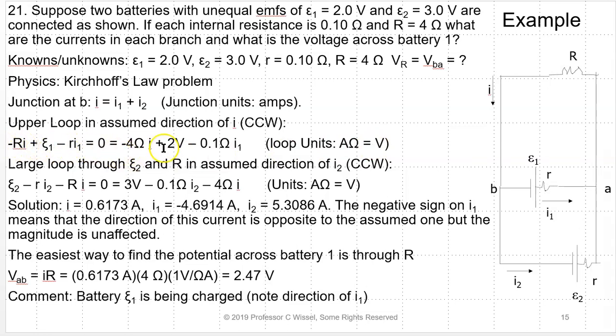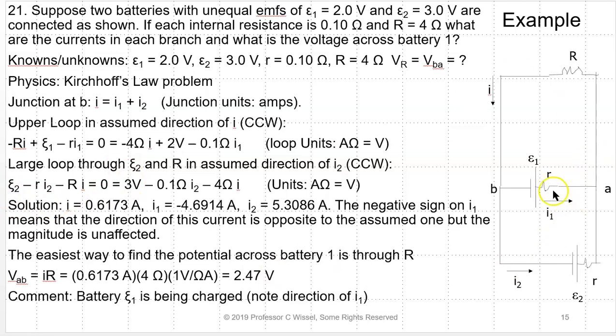Now, normally I don't suggest that you plug numbers into things, but this is one time when you might want to do it. And keep units on stuff. So I have minus 4 ohms times the current I. I have plus 2 volts, which is E1. I have minus the 0.1 ohm times I1. Again, I check the units, make sure they're all right. Yes, good. Looks like the units are okay.